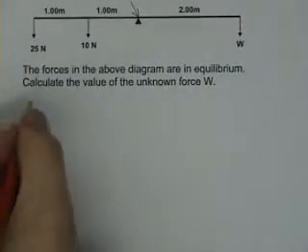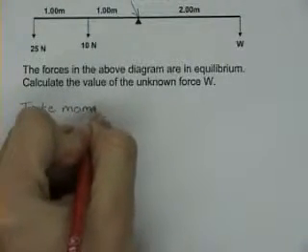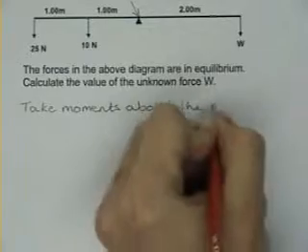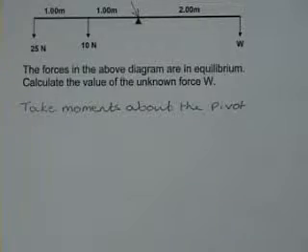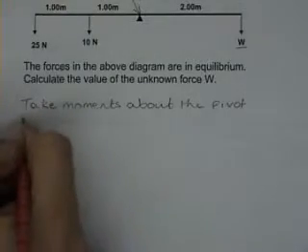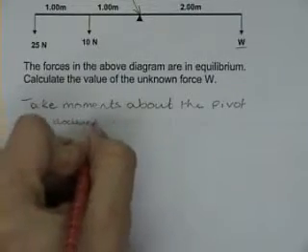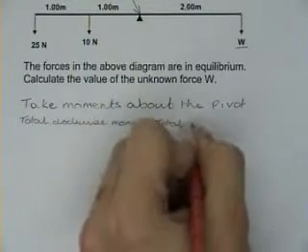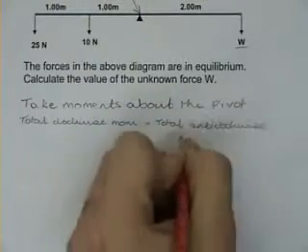So we would have to write down, take moments about the pivot. Now we have our pivot, we need to find out the weight. So can you write the equation down to begin with? Yep, it's total clockwise moments equals total anti-clockwise moments.